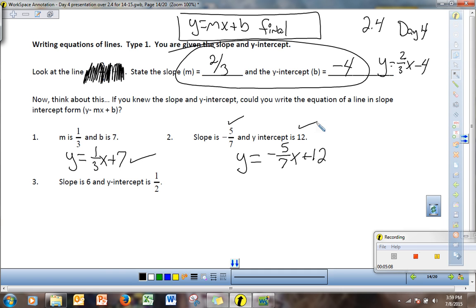Number 3, the slope is 6, the y-intercept is 1/2. Hey, don't always assume the slope is a fraction. In this case, y equal, my slope is 6, so I got 6x plus 1/2. Looks backwards, but that's all it is. I call those my type 1. In my type 1s, you're given the slope and you're given the y-intercept.